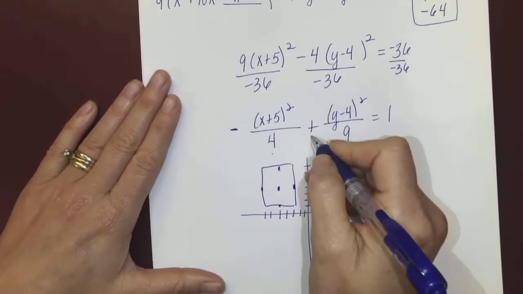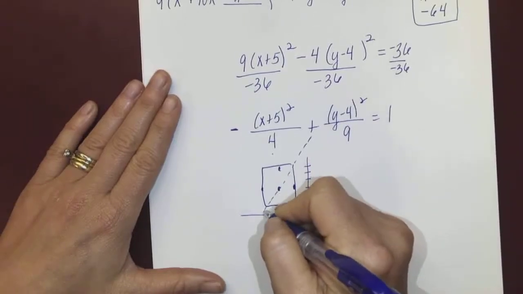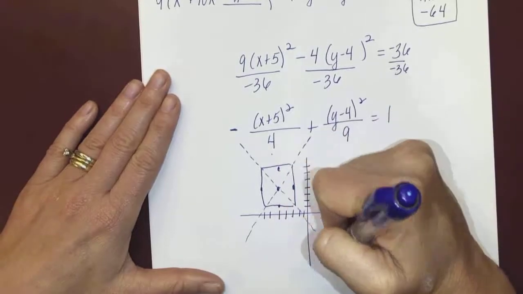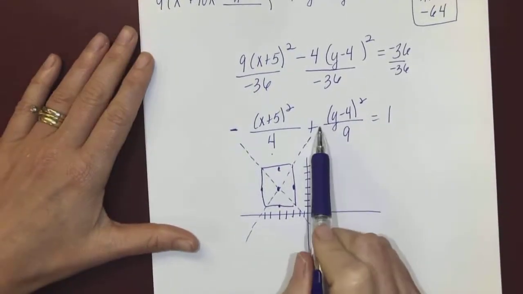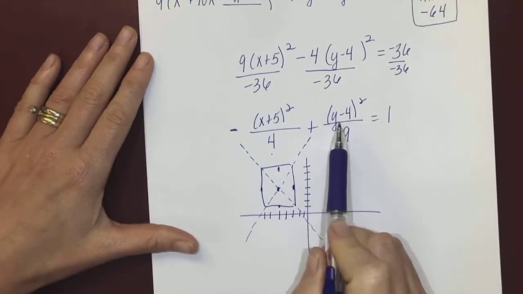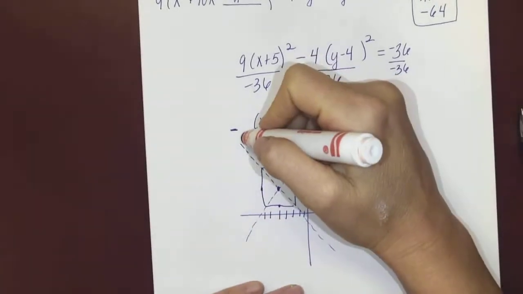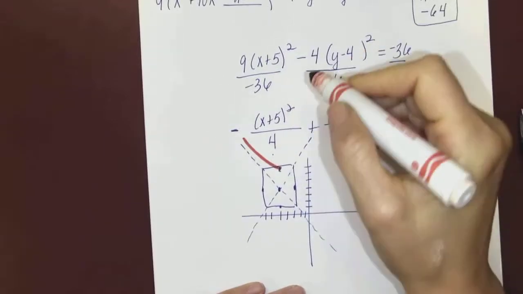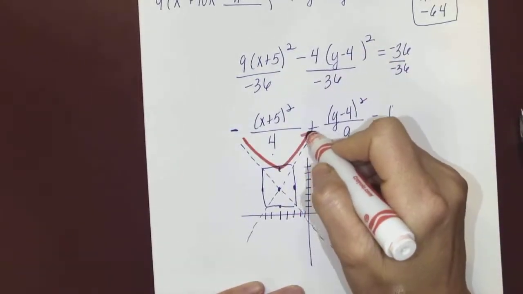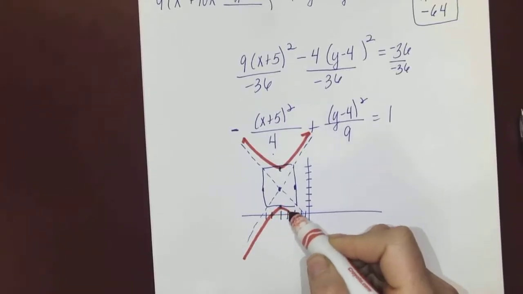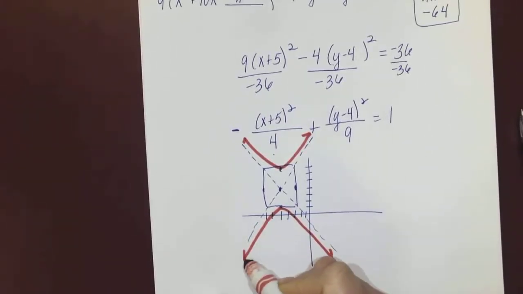Now I'm going to put in my asymptotes, my diagonal ones, noticing that I'm going through the corners, through the center. Now this one has a positive y term, so that means it's going to open up and down. I'm going to come right along these asymptotes, bounce right off my rectangle and up. Same thing down here. Come all the way into the rectangle, touch, and right back off.